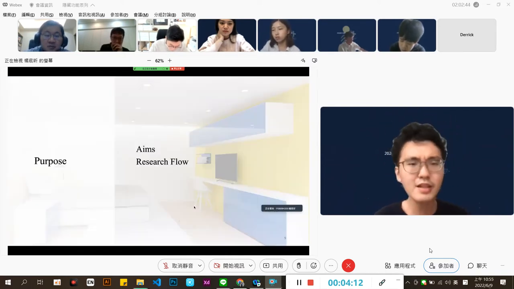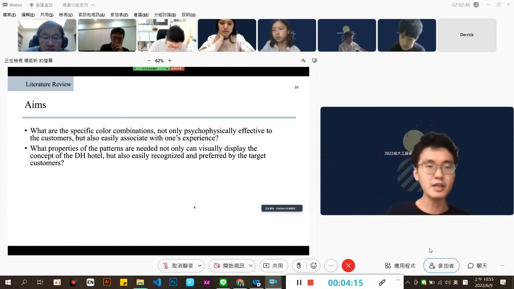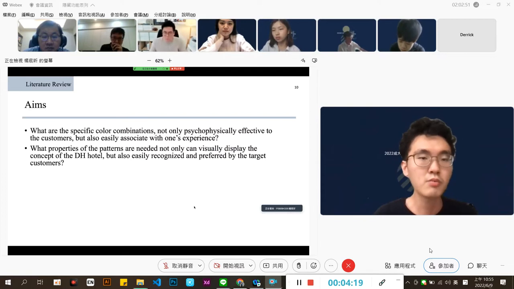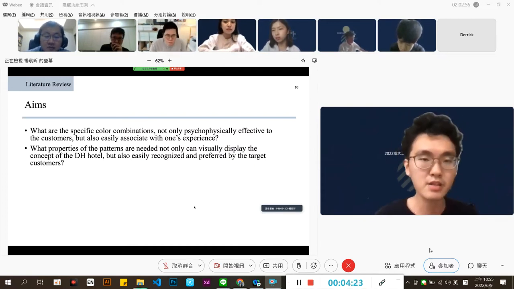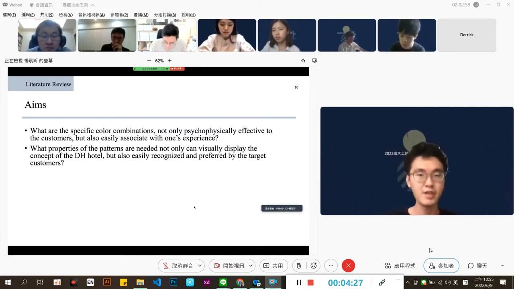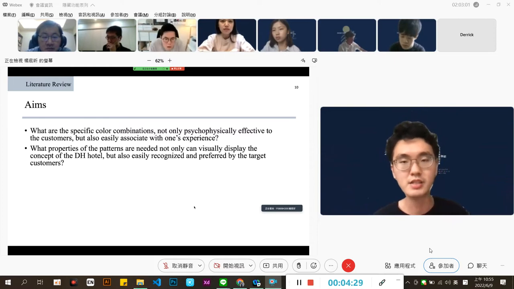And what is the main aim of this study? Based on our investigation of the DH owners, we want to understand what specific color combinations and pattern properties are needed to not only visually display the concept of the DH hotel, but also be easily recognized and preferred by our target customers.